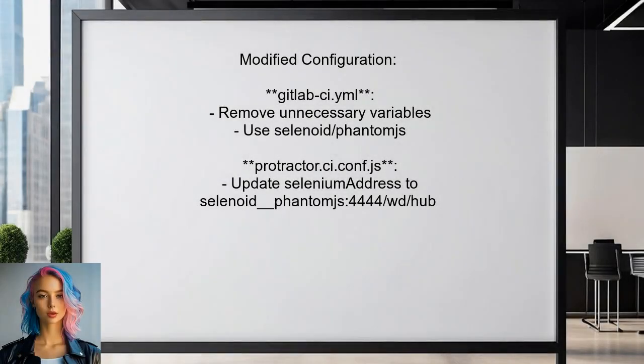The user provides modified configuration files. In the GitLab CI.yml, they remove unnecessary environment variables and streamline the setup. In the protractor configuration, they update the Selenium address to point to the new container. This approach aims to resolve the empty pool error effectively.